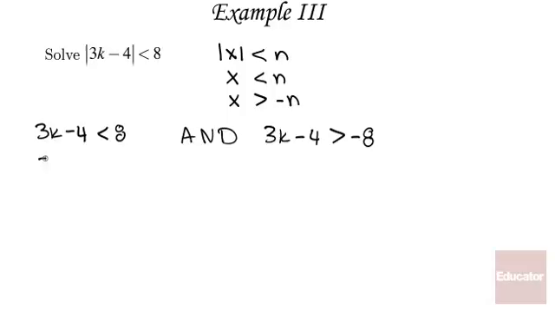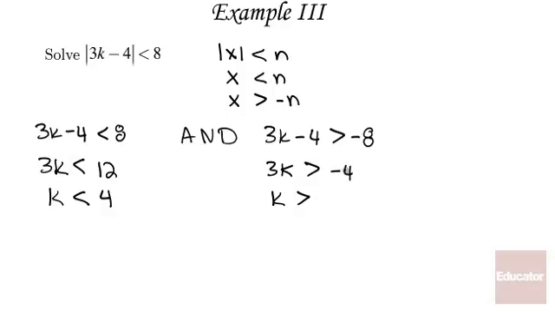Adding 4 to both sides gives me 3k is less than 12. And then I need to divide by 3 to isolate the k. So for this inequality, I get that k is less than 4. On this side, add 4, same thing. So I get 3k is greater than negative 4. Again, dividing by 3, and I get k is greater than negative 4/3. Okay, so k has to be less than 4, but it also has to be greater than negative 4/3.